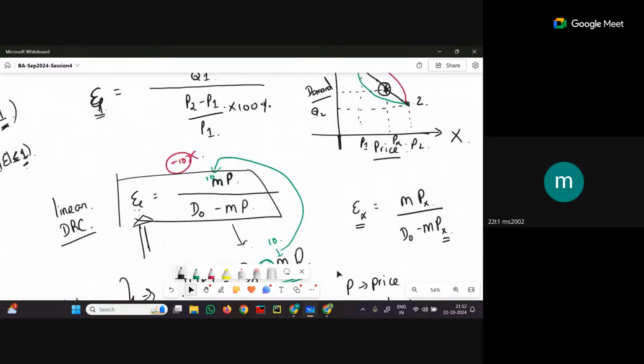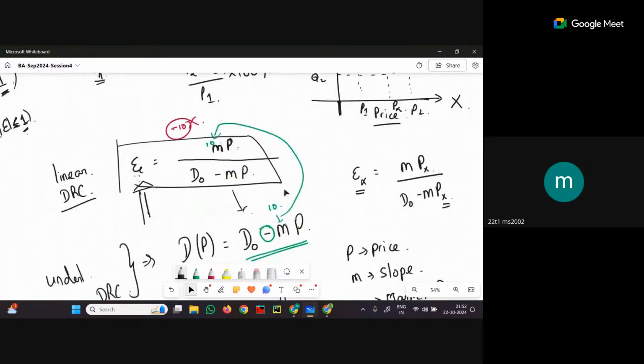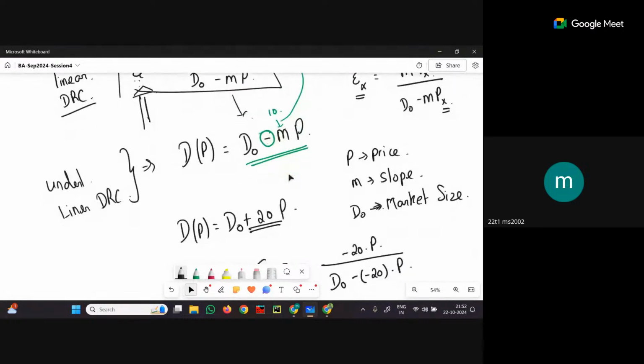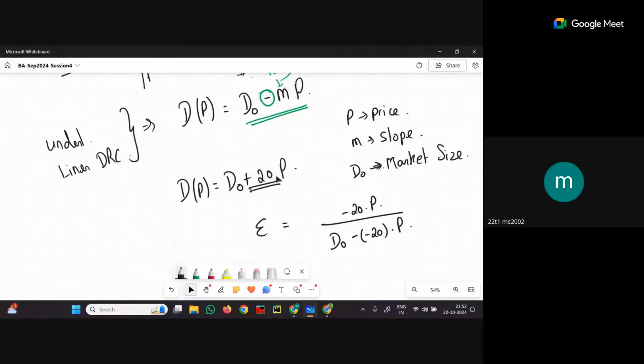Because this formula, epsilon equals m p by d naught minus m p, is derived with a negative sloping equation. The source equation is this, from which you derive. So the negative sign is already taken into consideration in the derivation, so you don't put it in again. When you alter the equation so it becomes d0 plus m into p, the derivation remains the same. The negative sign gets added to the m.